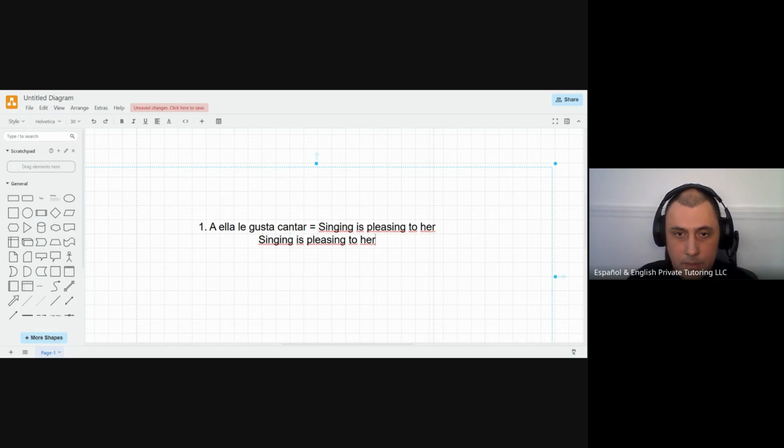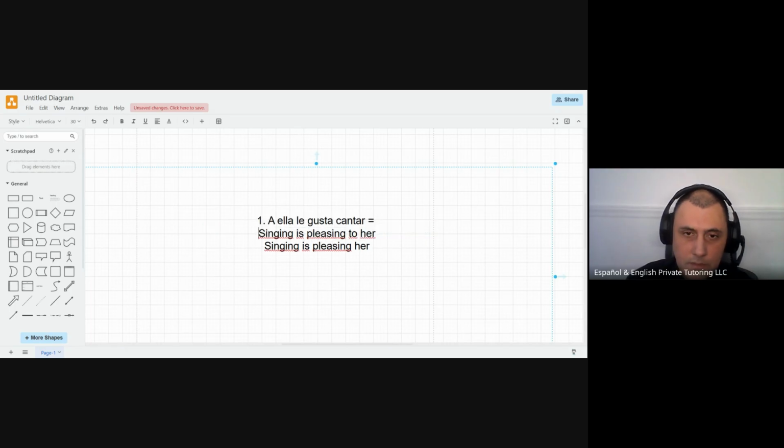Singing pleases. I can also say this sentence in two ways. I can translate this sentence in two ways in English. Okay, A and B. Singing is pleasing, or is pleasing. I think that's it. So what is an indirect object?